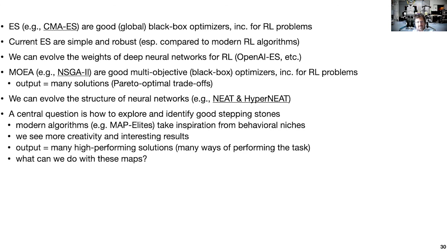So algorithms that are quite simple and elegant, maybe not very data efficient, but that look at the problem quite differently. So especially MAP-Elites takes inspiration from behavioral niches, and we see a lot of creativity, interesting results, and an output with many high-performing solutions, many ways of performing a task that can be very useful in many ways. So this afternoon, I will show a few ways in robotics, but I think in many situations, just giving this is the best solution and stopping there is actually not what people want if they want to use learning or optimization algorithms. They are much happier when we propose alternatives.